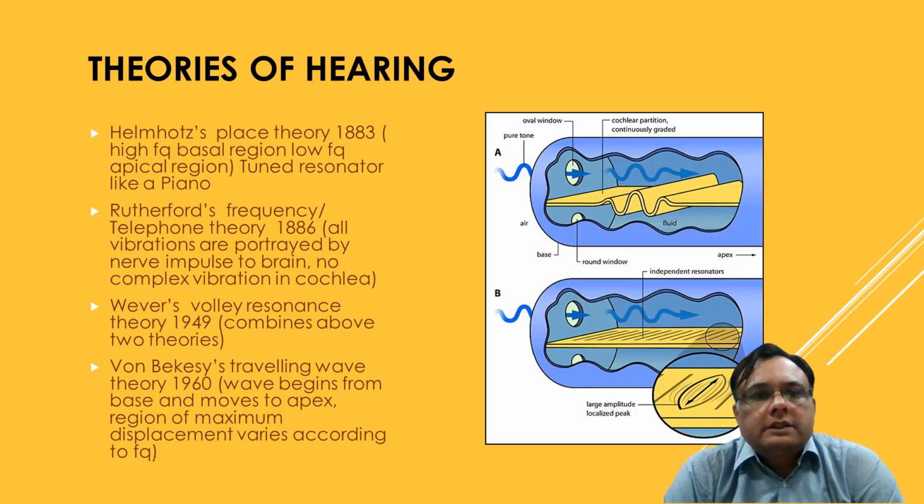Weaver-Wever resonance theory, proposed in 1949, combines two theories, that is Helmholtz theory and Rutherford's. Von Békésy's traveling wave theory, 1960: the wave begins from the base and moves up. The region of maximum displacement varies according to frequency. Those are the different theories for hearing, out of which nothing can be established properly as a single theory.